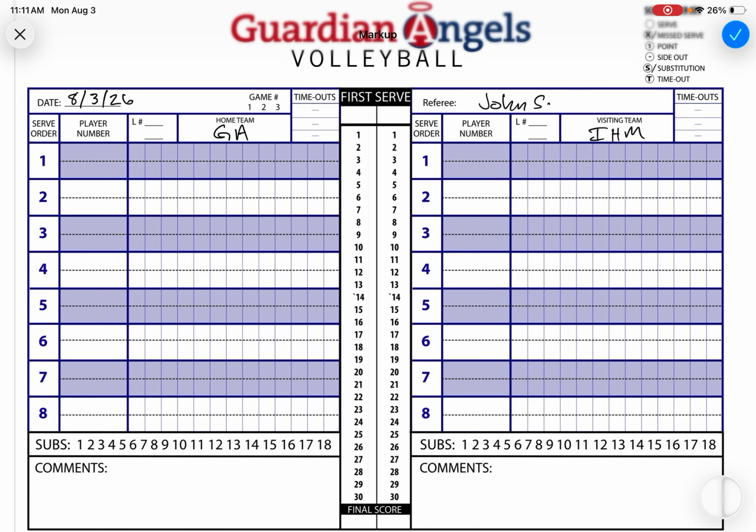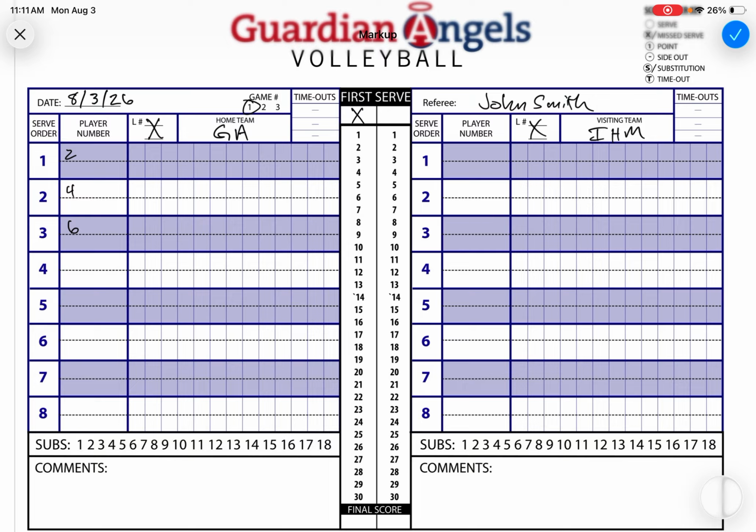You can add in the ref name if you get it. And in this particular situation, there's no liberos. That's what the L indicates. And we want to mark which game number this is. During the ref meeting, they found that GA is going to be the first server, and GA submits their lineup.